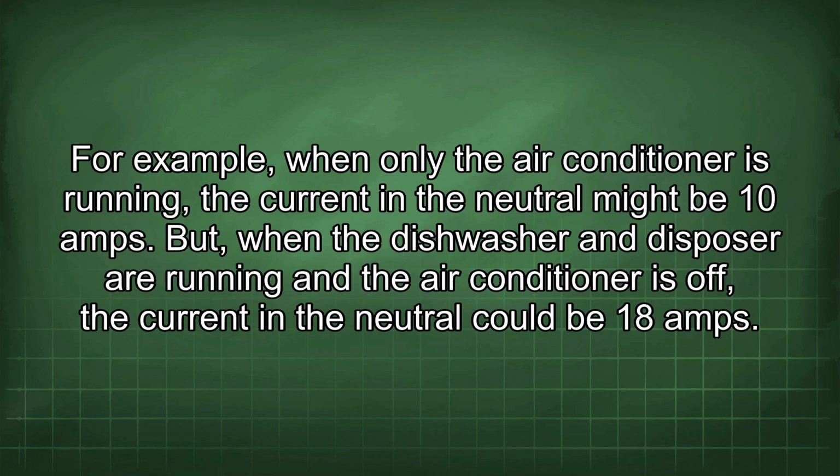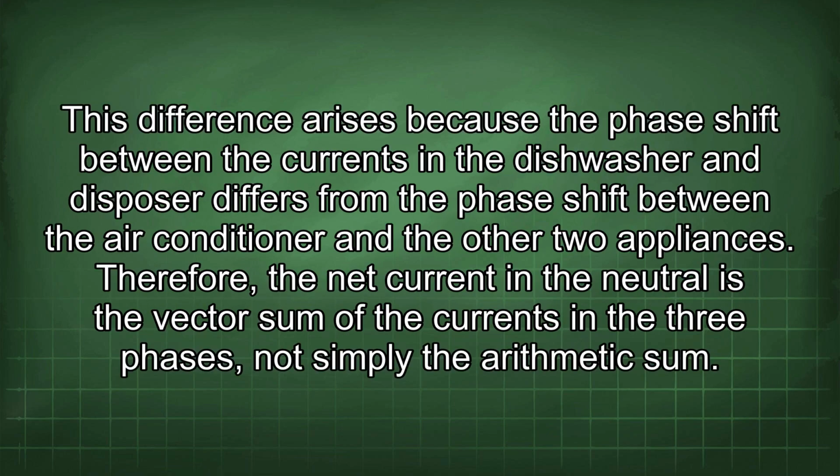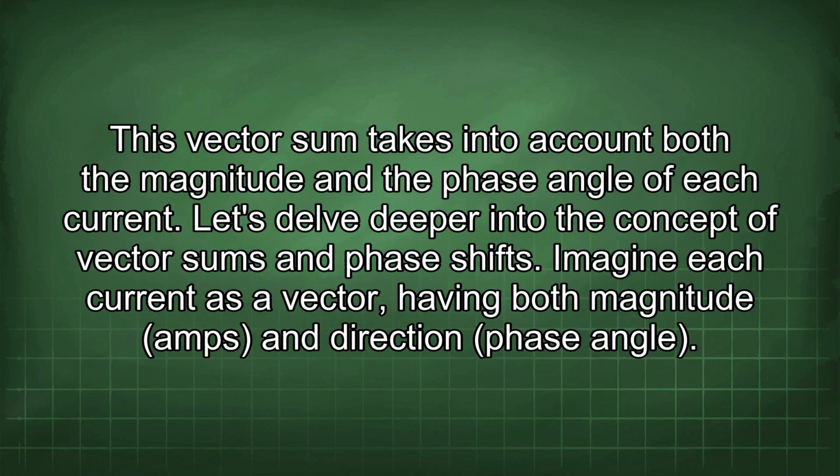For example, when only the air conditioner is running, the current in the neutral might be 10 amps. But when the dishwasher and disposer are running and the air conditioner is off, the current in the neutral could be 18 amps. This difference arises because the phase shift between the currents in the dishwasher and disposer differs from the phase shift between the air conditioner and the other two appliances. Therefore, the net current in the neutral is the vector sum of the currents in the three phases, not simply the arithmetic sum. This vector sum takes into account both the magnitude and the phase angle of each current.